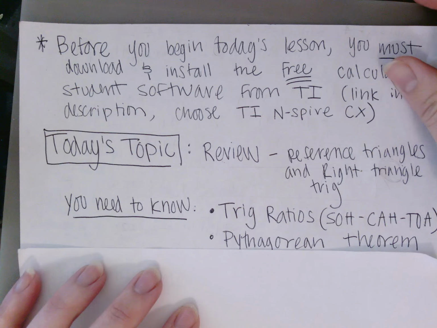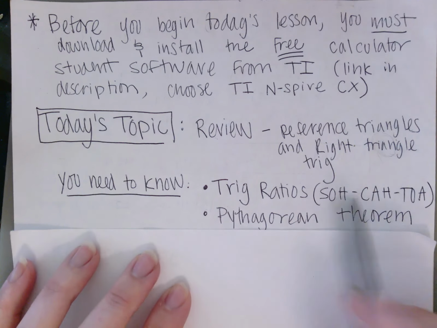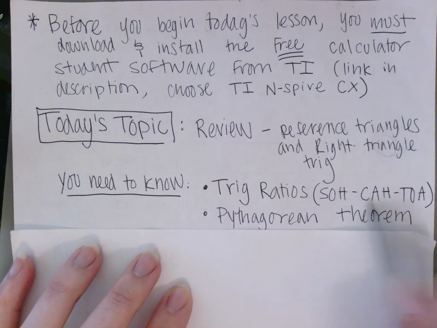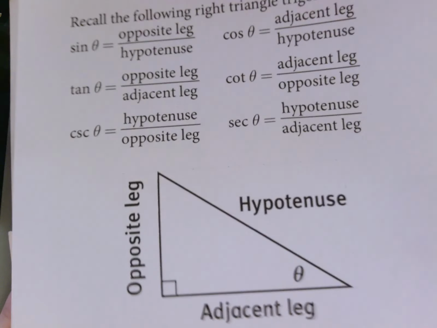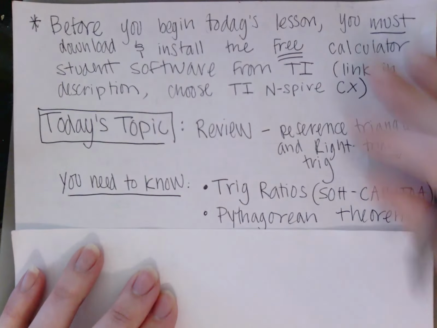You need to know the trig ratios, which we can abbreviate SOHCAHTOA, the sine, cosine, and tangent ratios, and the Pythagorean theorem. I sent out notes on the trig ratio formulas. It looks like this. You should have those in front of you.